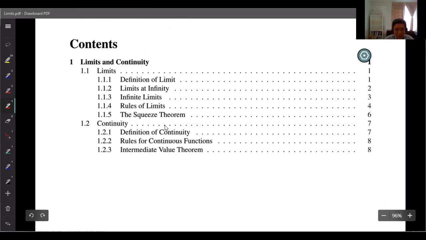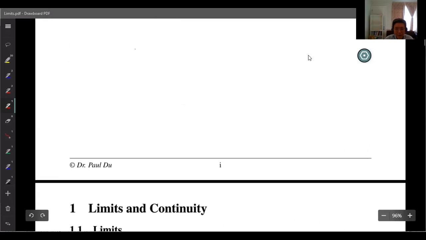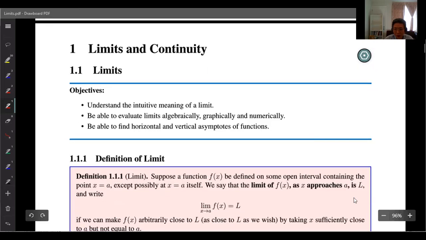Solve the problem. Okay, so this chapter has two topics. The first section is about limits. Let's talk about limits. These notes I can share with you later, after today's lesson. Okay, so this is the limits.